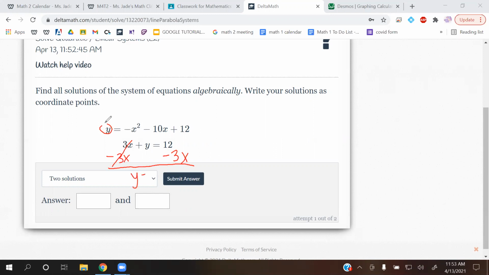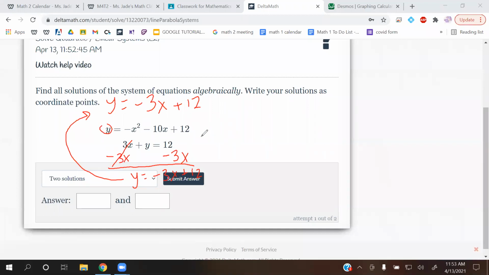But y is equal to negative 3x plus 12. That is not written neatly, so I'm going to rewrite that just over here, okay? Y is equal to negative 3x plus 12. So now y is all by itself in this equation. So that means we are good to go with that one. In the first equation they gave us, the quadratic, it was already by itself, so we were good.